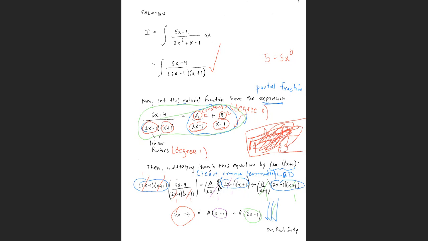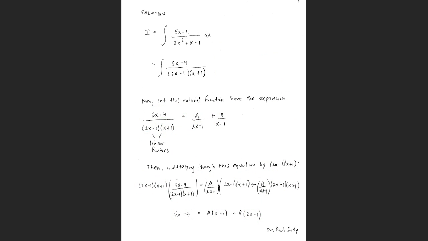Okay. So the natural thing to do now is to distribute the A through the x plus 1 and distribute the B through the 2x minus 1. That would be the natural thing to do. So let me go to the next page if we're good and continue the problem.